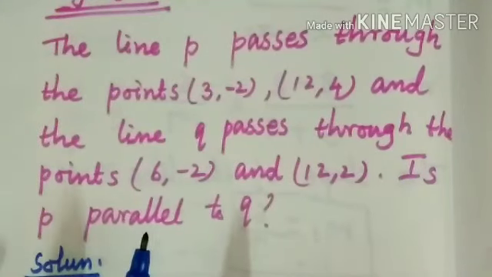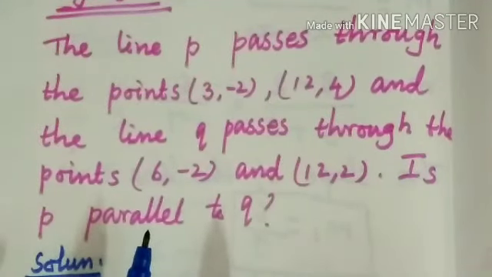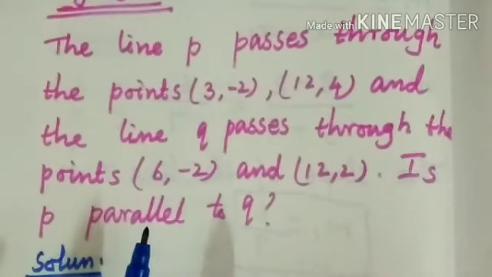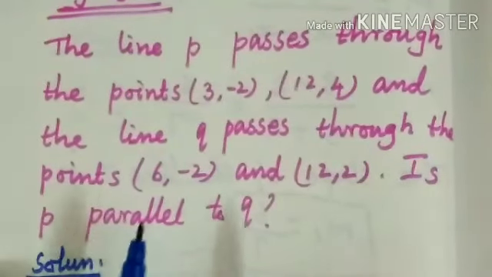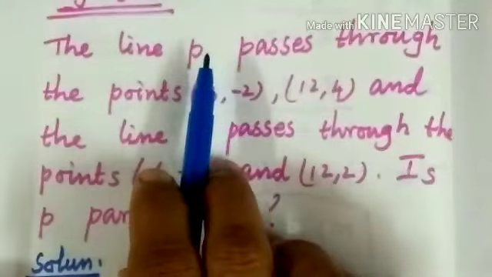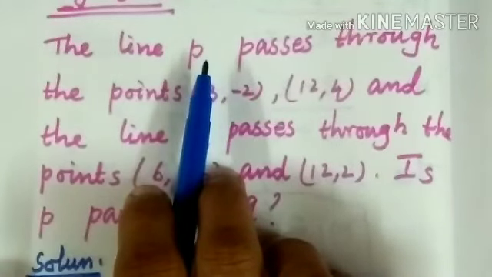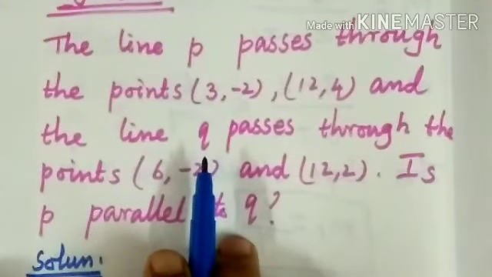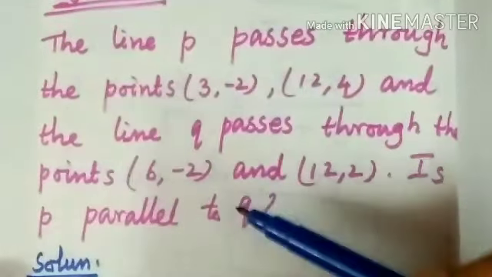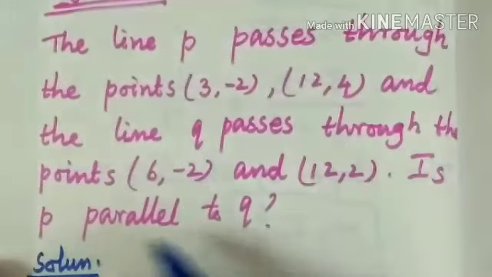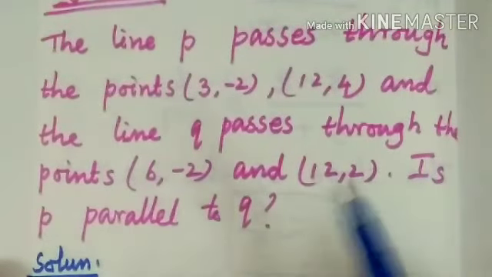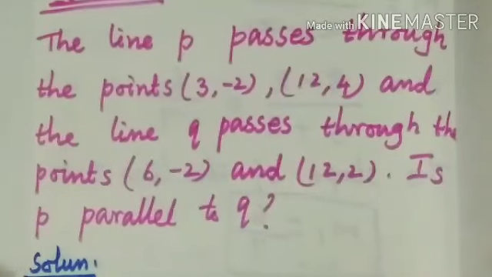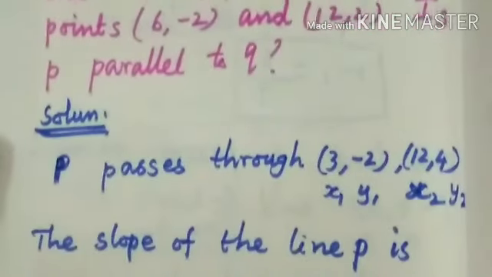What is the condition for parallel in the slope? Yes, m1 is equal to m2. In the solution, we have to find the slope of the line P, that is m1, then the slope of the line Q, that is m2. If these two slopes are equal, it means P is parallel to Q, otherwise it is not parallel. Let us do the solution.